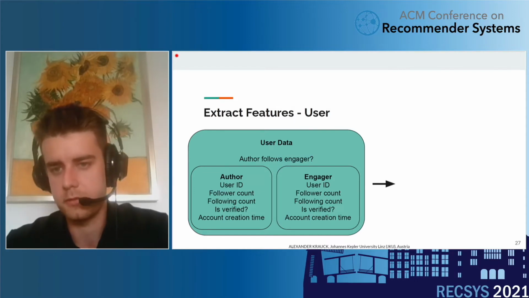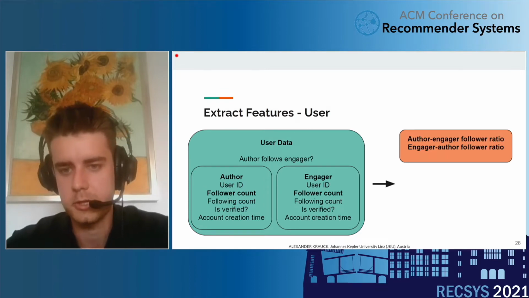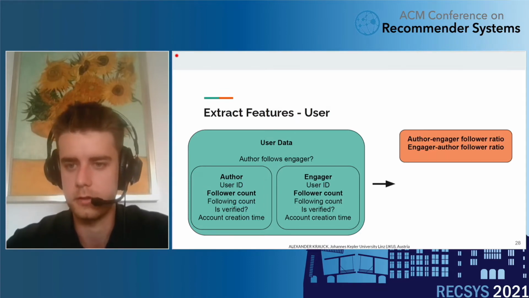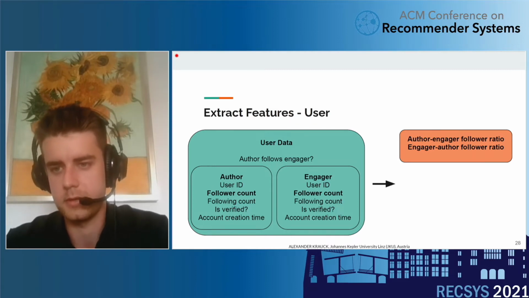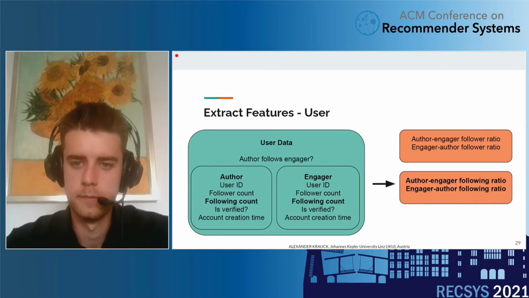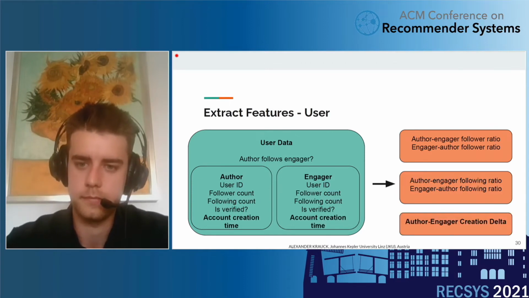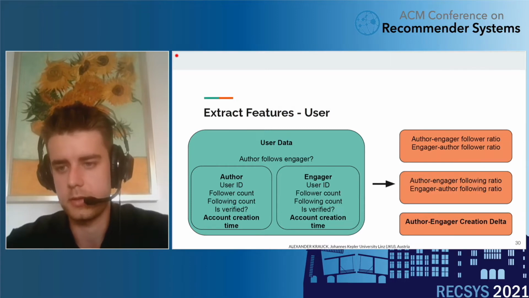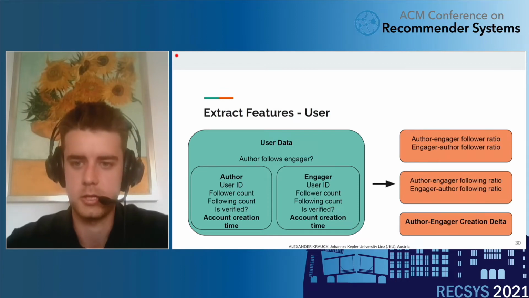Also, we can extract some useful features from the user data. First, we decided to calculate the ratio between the follower count of the author and the follower count of the engager. That means just the follower count of the author divided by the follower count of the engager. And also vice versa, as this showed to improve the performance. Additionally, we did the same thing for the following count. Then we also calculated the difference between the account creation time of the author and the account creation time of the engager.